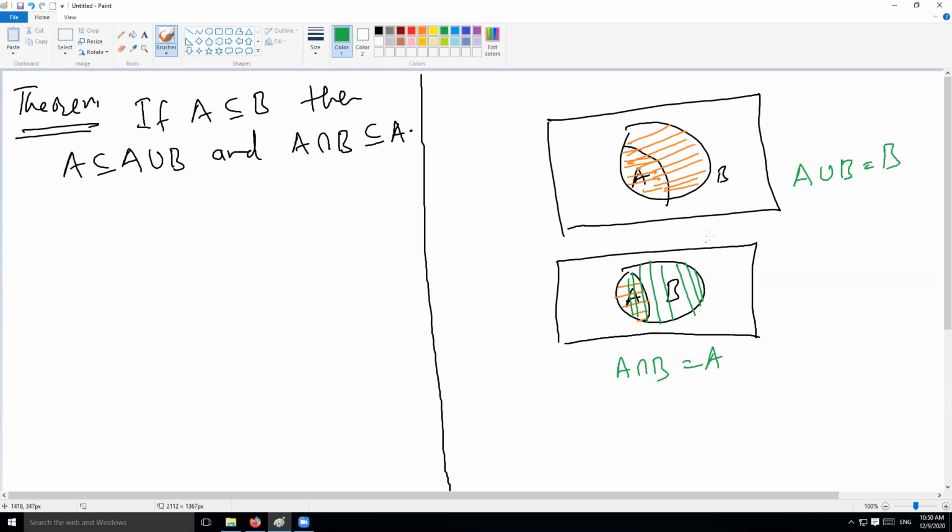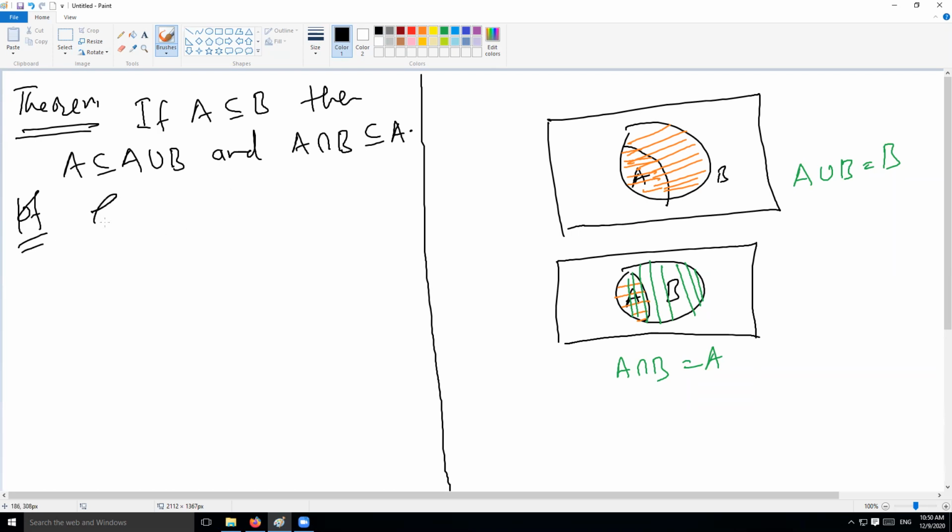So if A union B is equal to B, and I know that A is a subset of B, then A is a subset of A union B for sure, because A union B is B. And since A intersection B is A, I can say that A intersection B is a subset of A, because A intersection B is A itself. So you can see it pictorially, but our task here is not to prove this pictorially, but to prove it by definition.